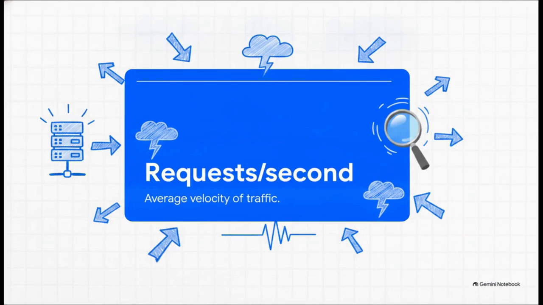But just having that raw user count isn't quite enough. We have to look really closely at requests per second. This metric measures the average velocity of your traffic. It essentially tells us how intensely those users are demanding resources over time. Think about it. 10,000 users casually checking a static application once a day is very, very different from 10,000 users aggressively refreshing a live financial dashboard every 2 seconds, right? Requests per second gives us a clear mathematical picture of the baseline load our infrastructure needs to comfortably process.